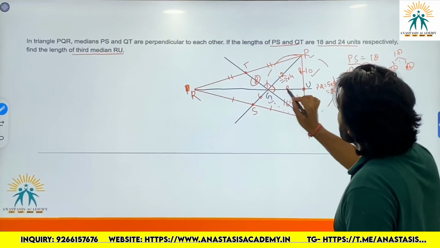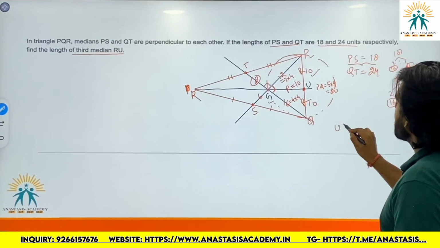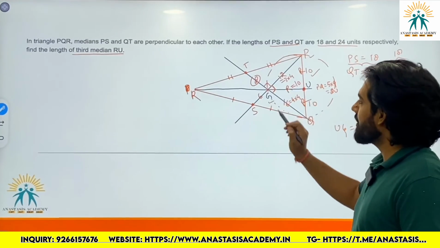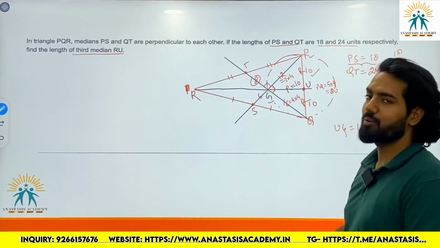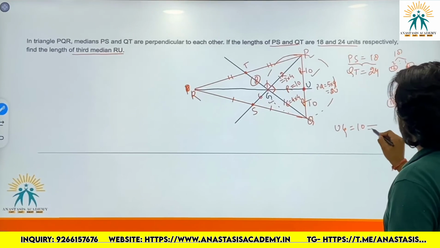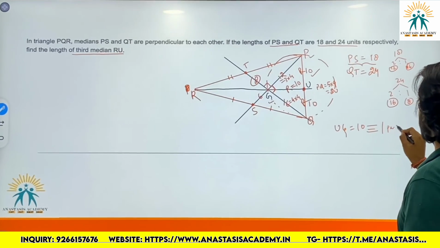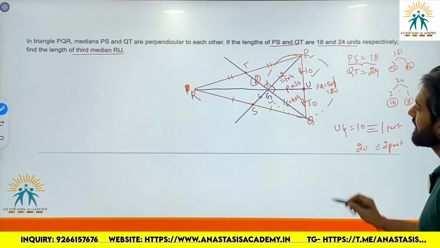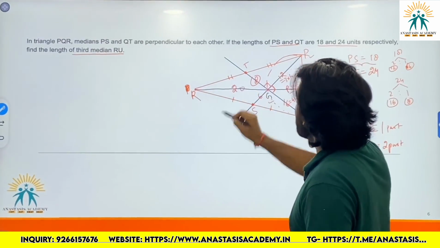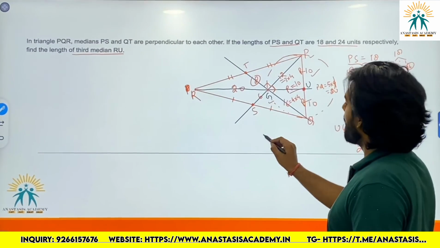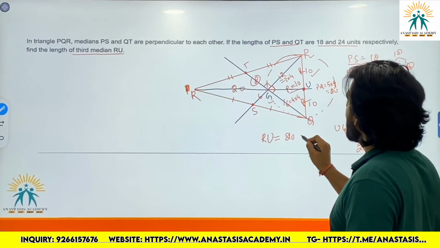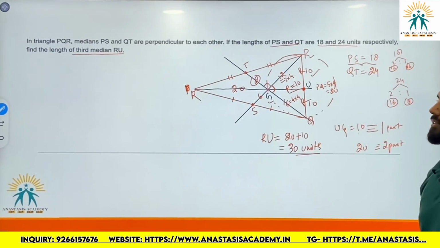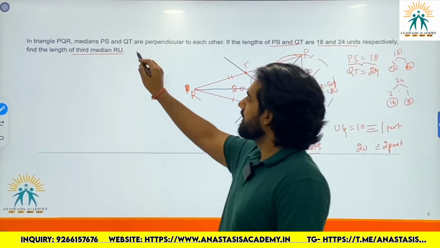So I can say the length of this UG would be equal to 10 units, and G is the centroid, it divides the median in the ratio 2:1. So one part corresponds to 10. So 2 parts means how much? 20 units. So this part is 10, this part would be 20 units long. So the length of median RU would be equal to 20 plus 10, that is 30 units. So the correct answer to this question would be 30 units.